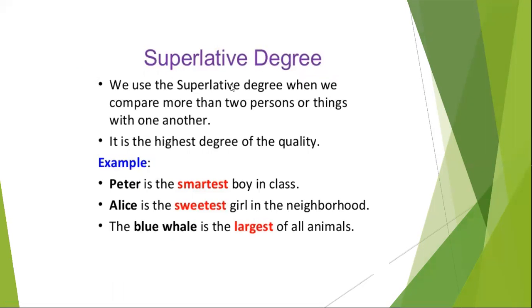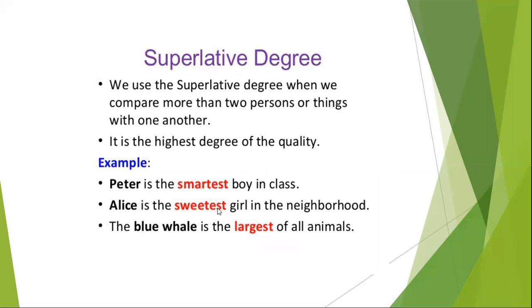We use the superlative degree when we compare more than two persons or things with one another. It is the highest degree of the quality. So superlative degree is the highest degree of the quality, and we can compare more than two persons or things with one another. For example, Peter is the smartest boy in class. So here Peter is the smartest boy in class. It represents the highest degree.